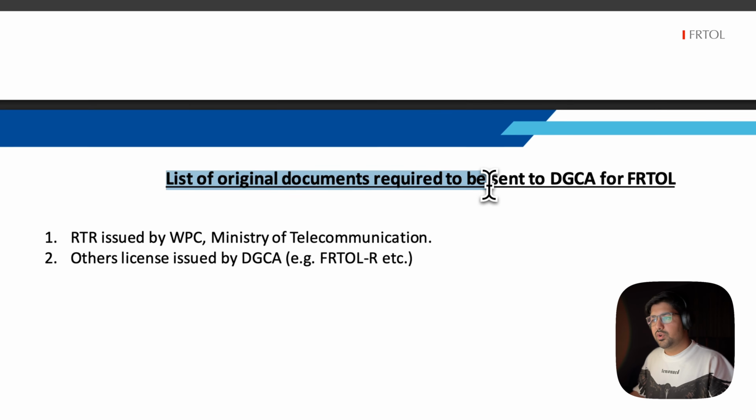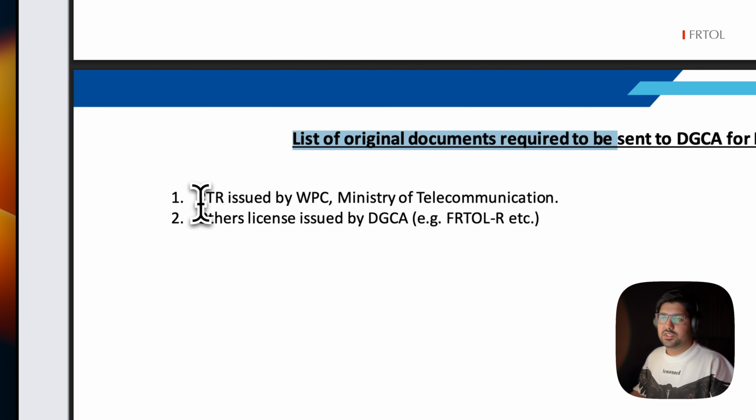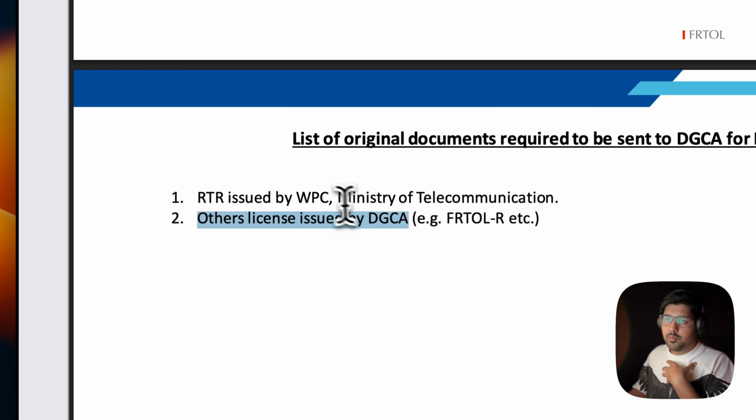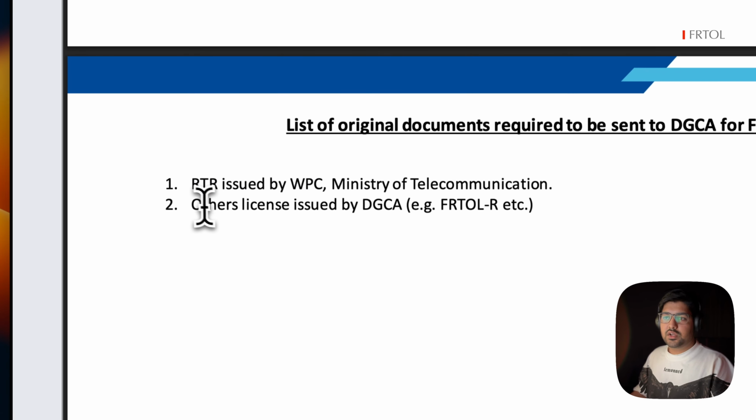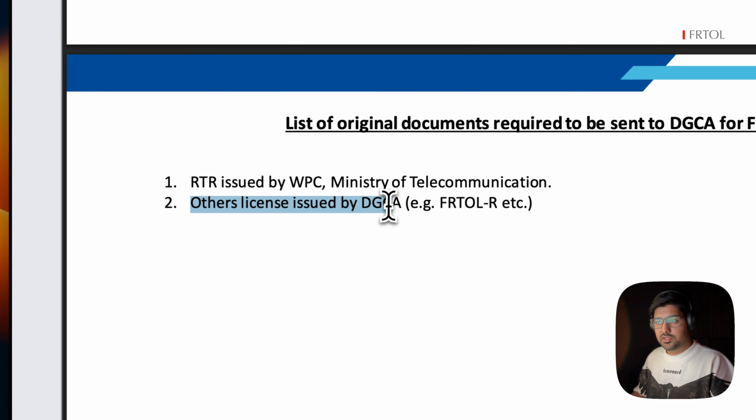Guys, it says list of original documents that are required to be sent to DGCA: the RTR, which is issued by WPC, and other licenses issued by DGCA. I didn't send anything, because we get a soft copy for the RTR. So I didn't send it, neither did they ask me. And because we are converting, we don't have any other licenses. So I didn't send any physical documents.